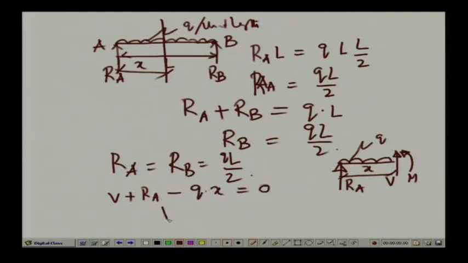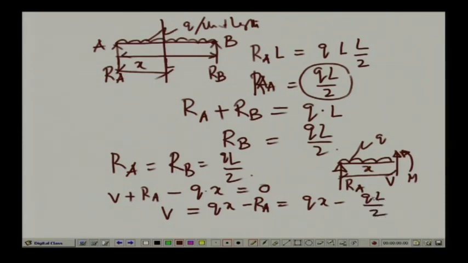This gives us that V is equal to q x minus R A, and R A, as we have seen, is q L by 2. So, this is equal to q x minus q L by 2. Now, if we take the derivative of this, dV dx is equal to q, which conforms to the derivation as we have seen right now.